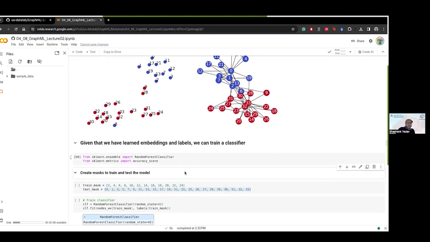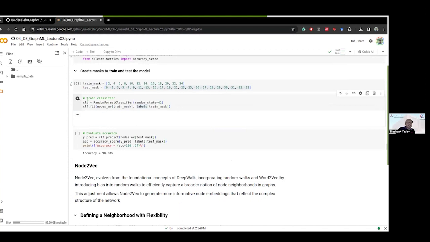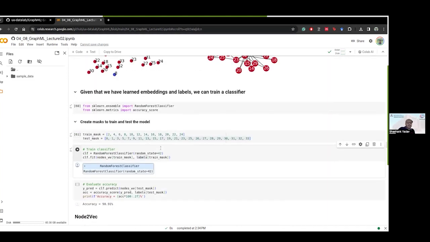So we can set up a train mask and test mask here. What this formulation will do is that for all the nodes 0 to 34, it will pick the embeddings for nodes 2, 4, 6 till 24 and put them as input data. Same goes with labels for nodes 2, 4, 6, 8, 10 till 24. Then we can train this random forest classifier here, and based on that, we can predict the labels based on this model.